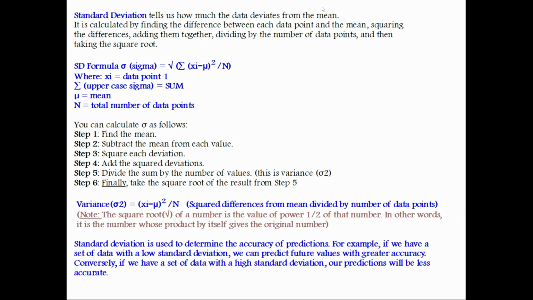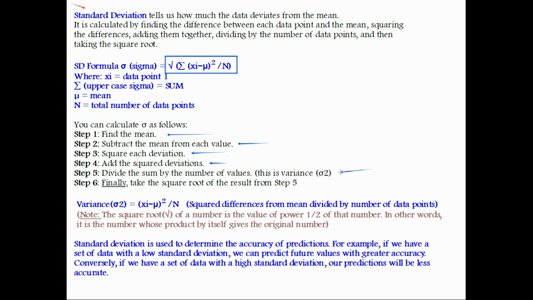On the screen, you can see what standard deviation is. Standard deviation will tell us how the data deviates from the mean. And it has a formula. The steps are: you find the mean, subtract the mean from each value. In our case, our data point is the total steps. Then square each deviation, add the squared deviations, and divide the sum by the number of values. That is when we get the variance. And finally, we take the square root of the result from step 5. That will give us the standard deviation.